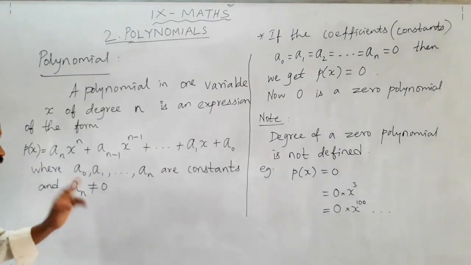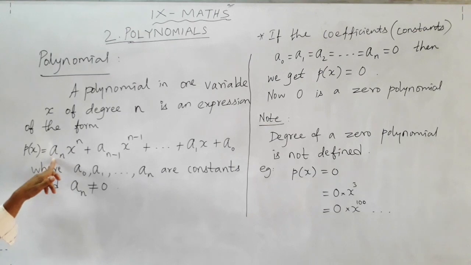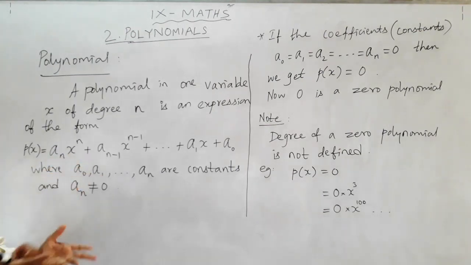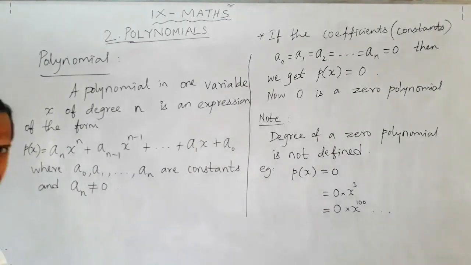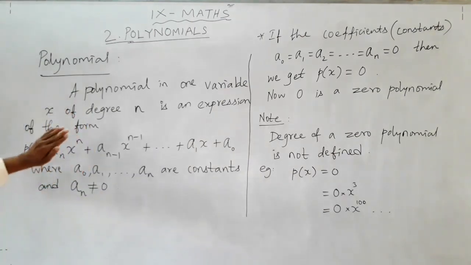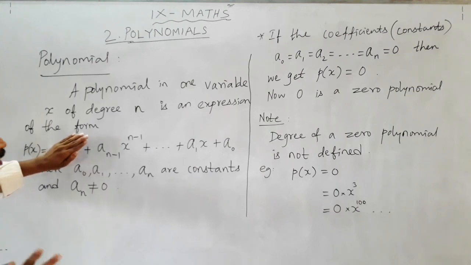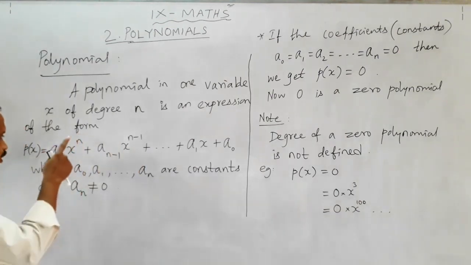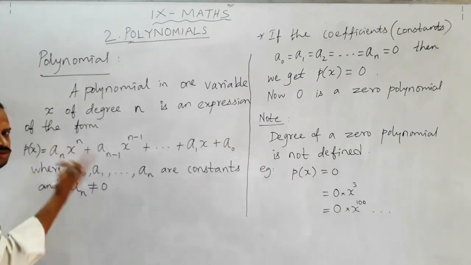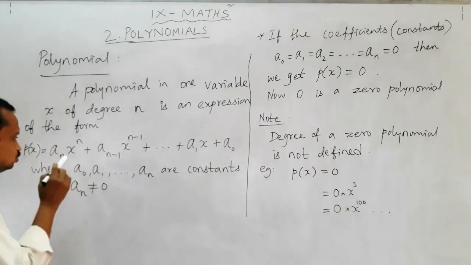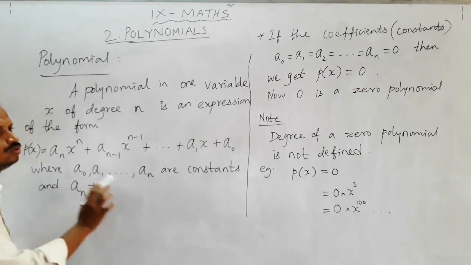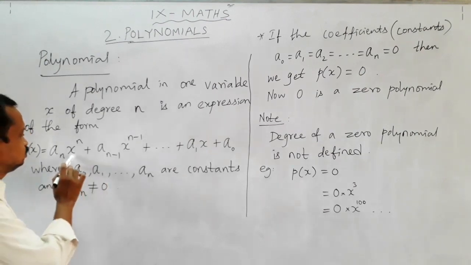So an should not be 0. Why are we saying this? Because if an becomes 0, then the whole term an into x power n becomes 0. So therefore the degree will change. Therefore x power n term, the nth degree, will not come. The next only will come. If an becomes 0, this whole term becomes 0. 0 into anything is 0. So the condition is given that an is not equal to 0. Clear? So this is the condition.